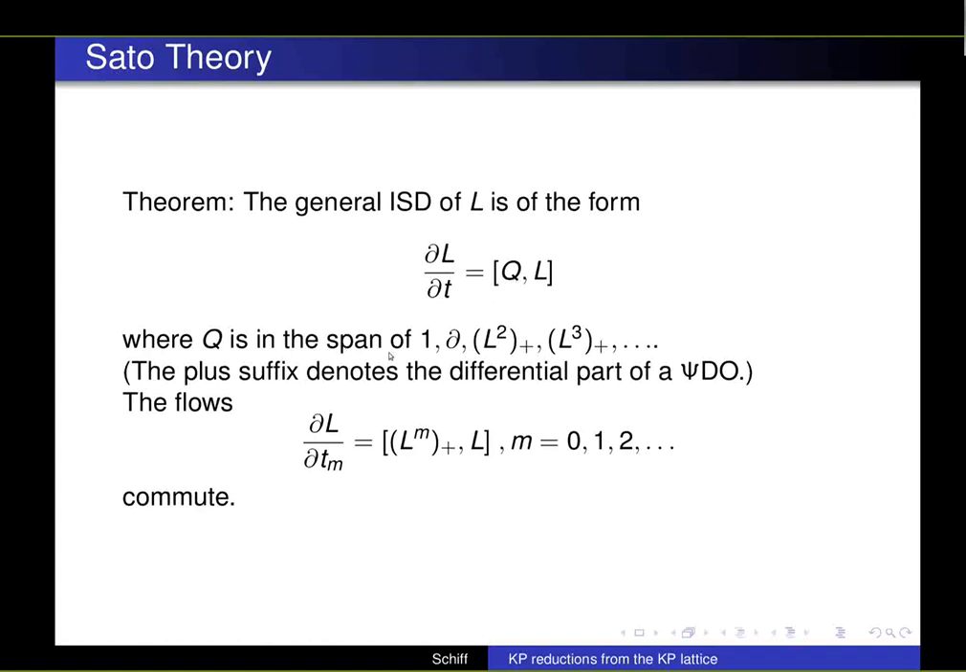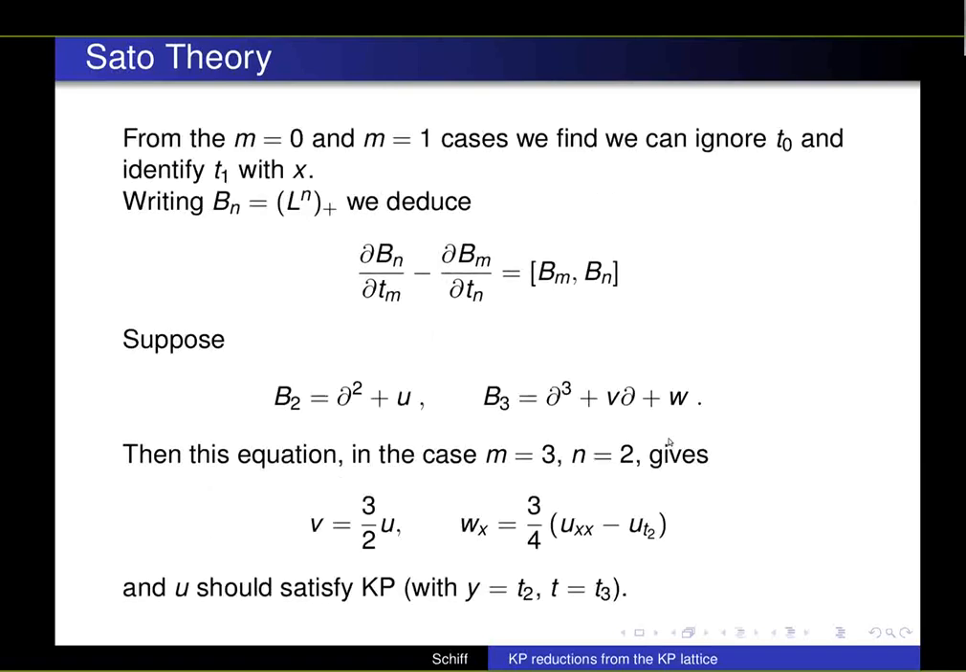Now, not only does this specify all the isospectral deformations, but it turns out that the generators of the isospectral deformations in fact generate flows that commute. So I can look at an infinite string of different flows where dL/dTm is simply defined by the commutator of the positive part, or the non-negative part, of L^m with L. And I can look at these for all m.